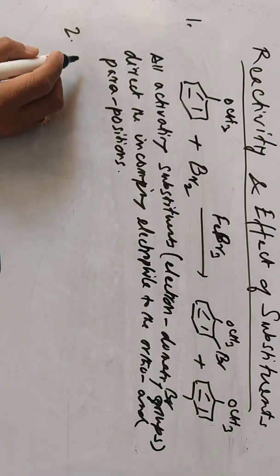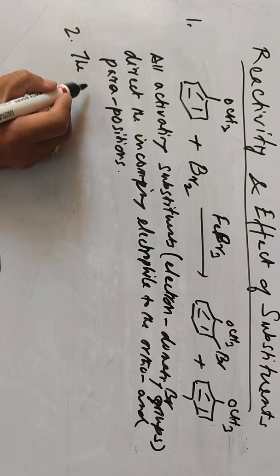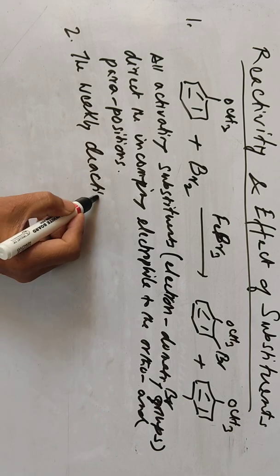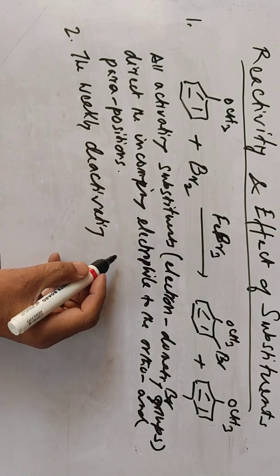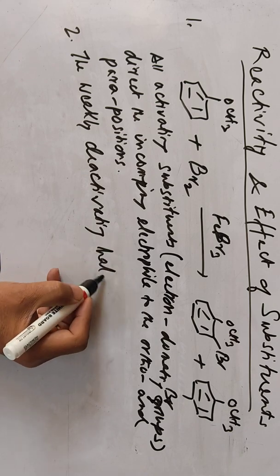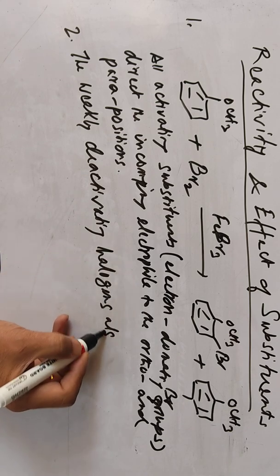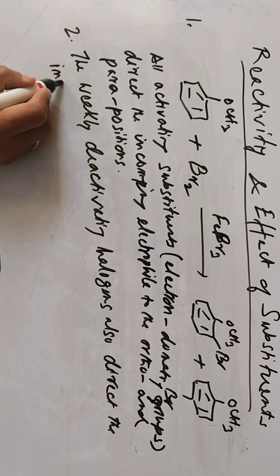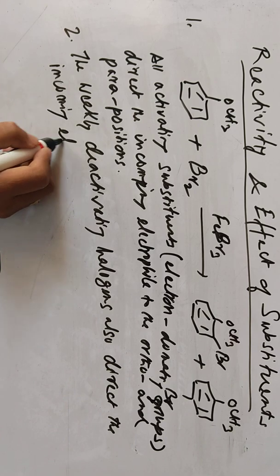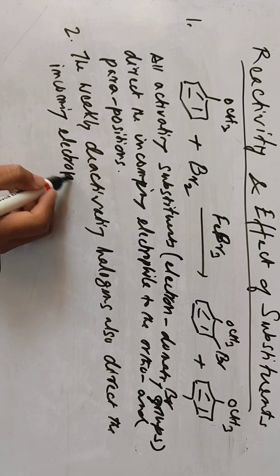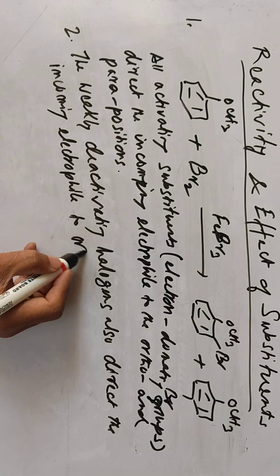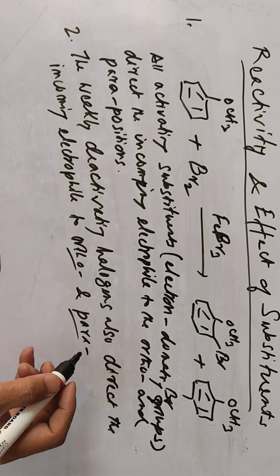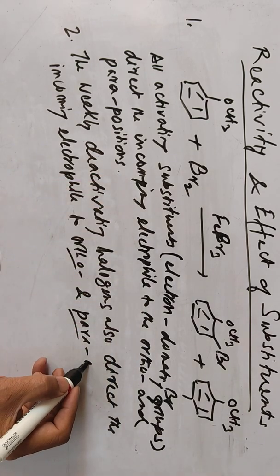Then the second case is the weakly deactivating halogens. Halogens also direct the incoming electrophile to the ortho and para positions, just like the electron donating groups.